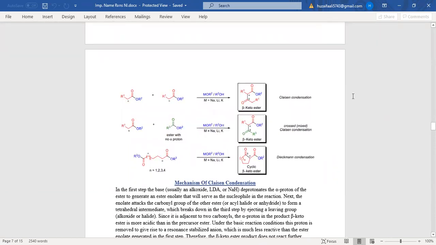In the first reaction, two esters having alpha hydrogen condense with each other to form beta ketoester, which is an example of Claisen condensation. In the second reaction, an ester having alpha hydrogen reacts with an ester having no alpha hydrogen to form beta ketoester, which is an example of cross Claisen condensation. In the third reaction, two tethered esters react to form cyclic beta ketoester, which is an example of Dieckmann condensation.